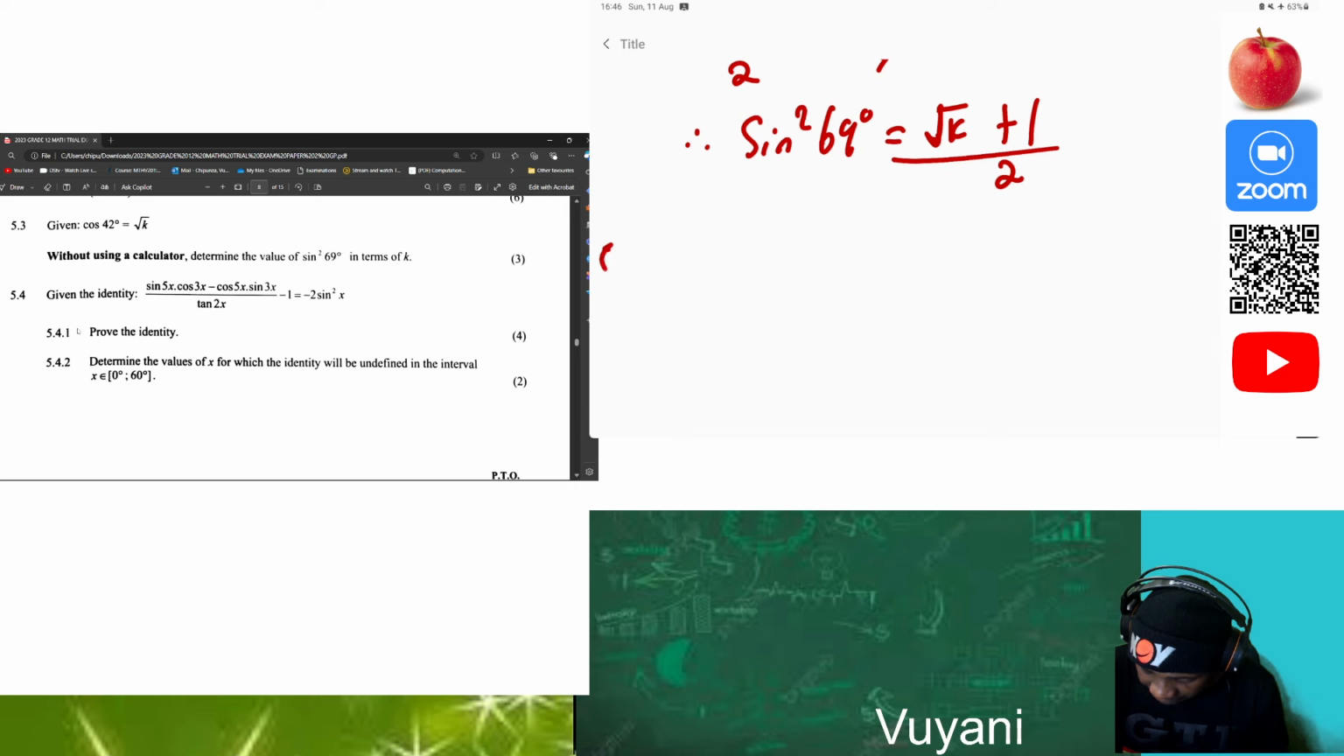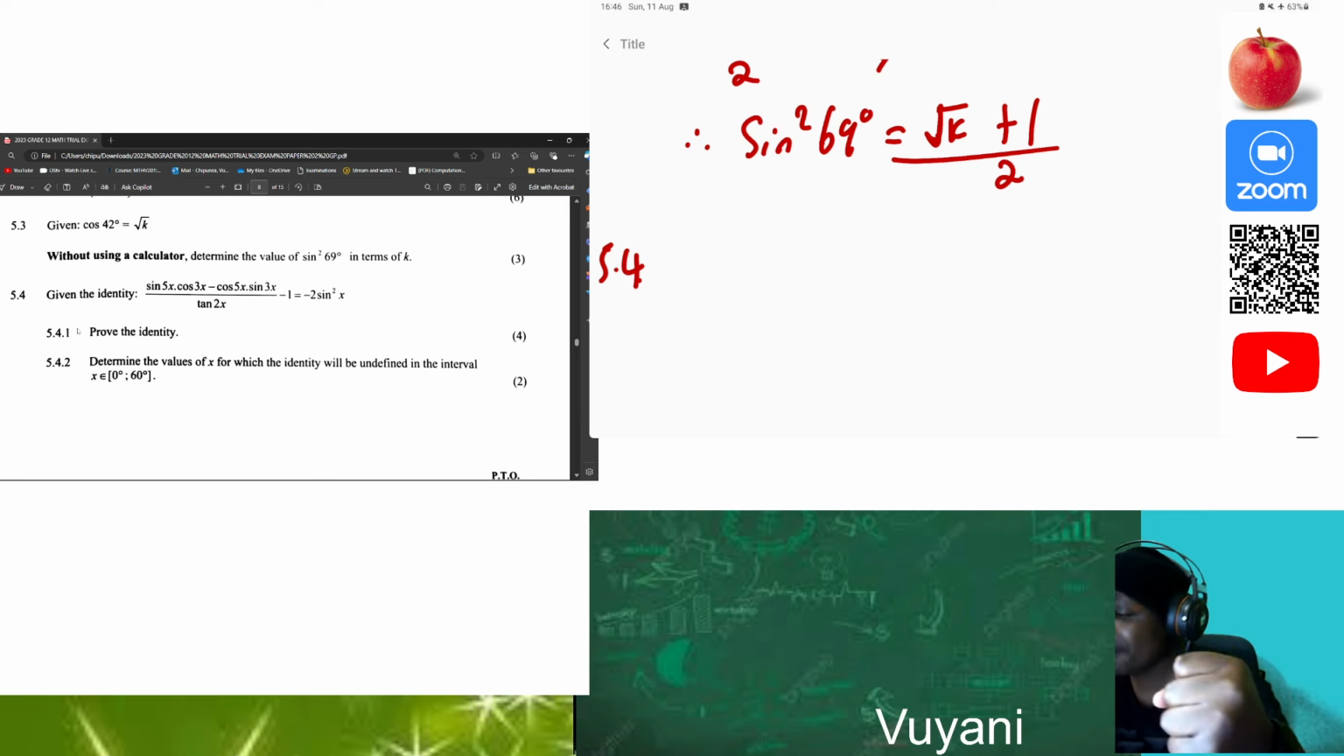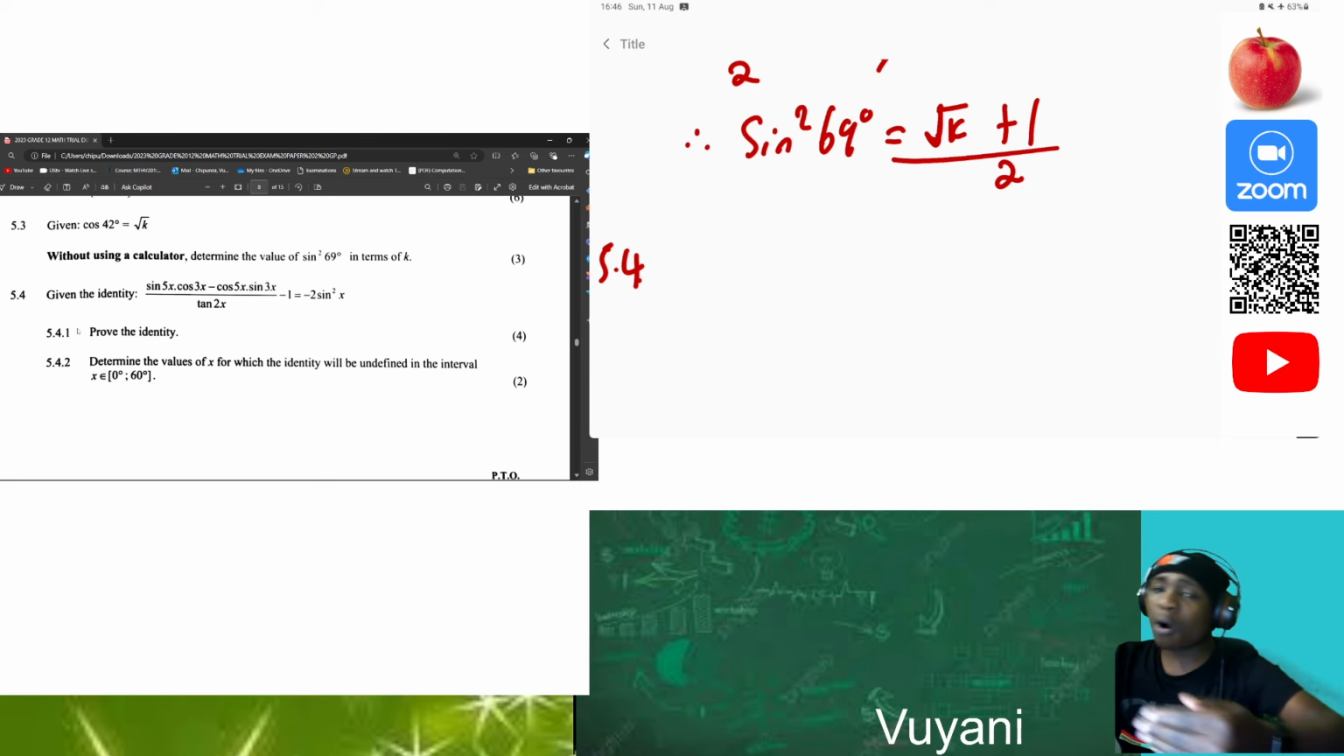Now let's look at 5.4. Given the identity, oh my word, identities. Easy stuff, because we can play around with what we know, compound angles, and solve the problem. Sine 5x times cos 3x minus cos 5x times sine 3x. Sine cos cosine sine. That's already a compound angle, so we can solve the problem without wasting much time.